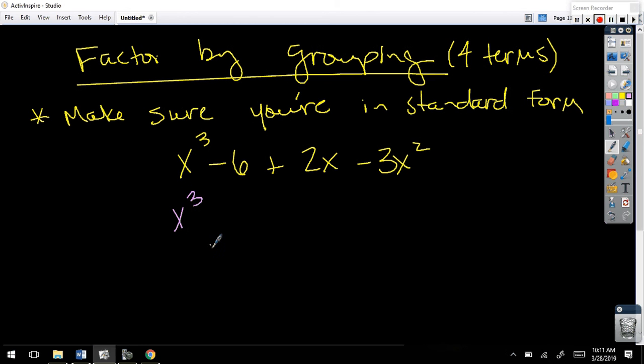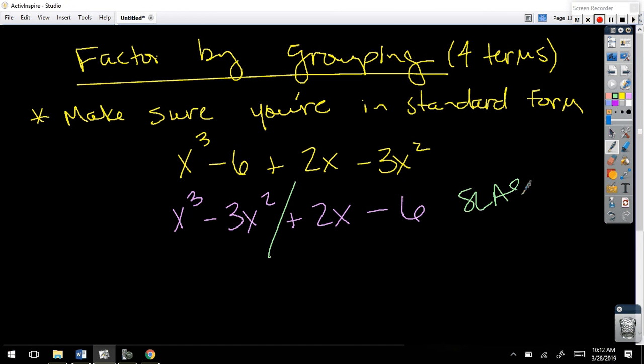X to the third minus 3x squared plus 2x minus 6. Excuse me. It's biggest exponent down to smallest exponent. Once it looks like this, you just slash it like we've already done. It takes away that finding the rewriting the B.